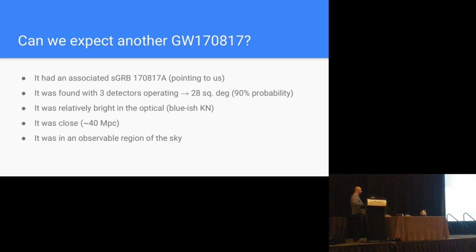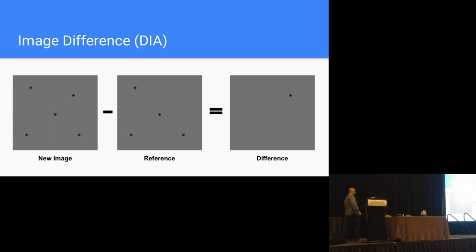So that's why it's very important to have a method to detect this. During O2, we used the image difference method, or the difference image analysis. This is a cartoon version of how it would work. You have a new image, you compare with the reference image, you do a subtraction. It's not a simple subtraction, you just have to adjust for different PSF, gains and other things. And then hopefully, on the difference image, you will catch your optical transient.